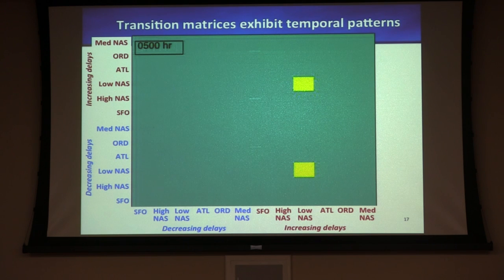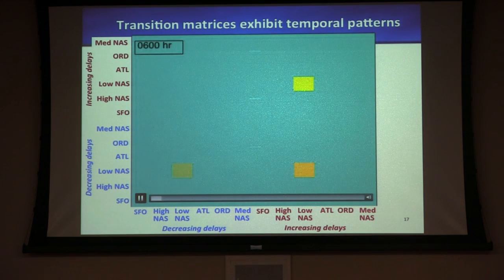If I look at every hour and find what the transition matrix is, we find that there are very strong temporal patterns. I'm just playing a movie which shows, every hour, what my transition matrix looks like. We see that early in the day, we tend to transition to the increasing delay modes, and later in the day, we all transition back to the decreasing delay modes. So really, my model should be including these temporal variations.